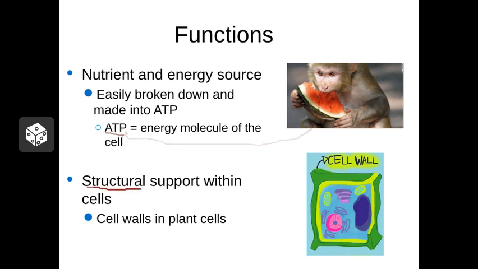The second function of carbohydrates is structural. Some carbohydrates actually make physical structures inside and outside of cells. A great example of that is the cell wall that surrounds plant cells. Now, our cells don't have cell walls, but plants do, and that stiff, rigid wall that protects the cell is actually made out of carbs, out of something called cellulose. So it makes a physical structure.